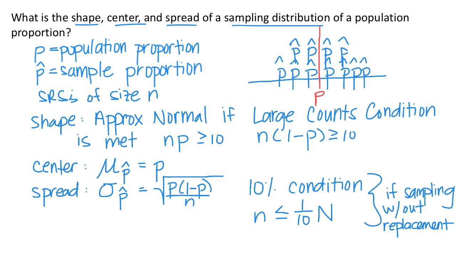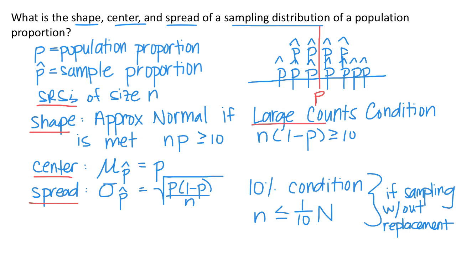So we have three things going on for the description of the sampling distribution: the shape, the center, and the spread. The shape is approximately normal. The center is mu sub p hat, and that's p. And the spread is sigma sub p hat, and the formula for that is the square root of p times 1 minus p over n. And then there are three conditions that we're checking for. First, it needs to be a simple random sample, an SRS.